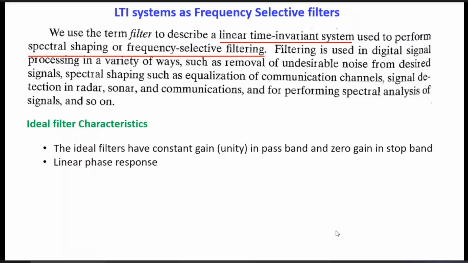The ideal characteristics of a filter are that there are two regions: one is called the pass band and another is called the stop band. In the pass band, gain is high, and in the stop band, gain is low or zero. Stop band gain will be totally zero, and in the pass band gain is high. Another characteristic is linear phase response.